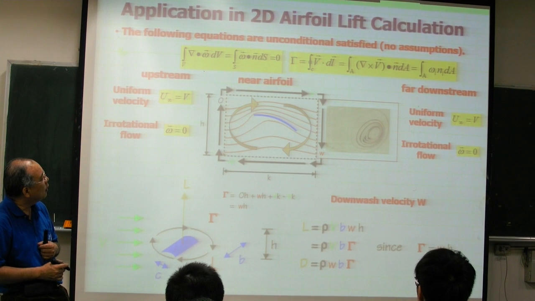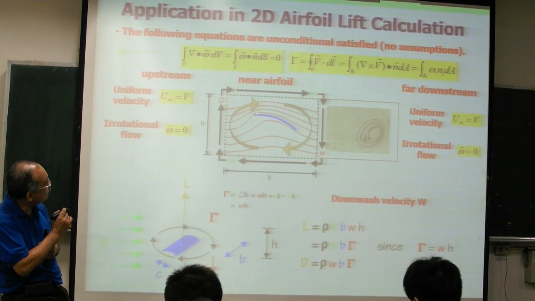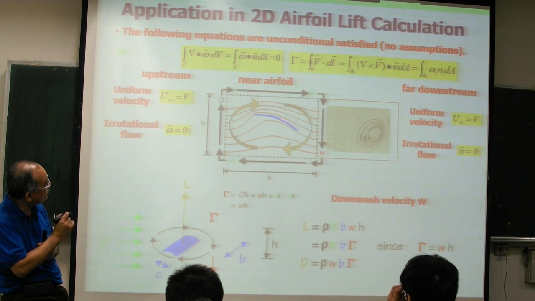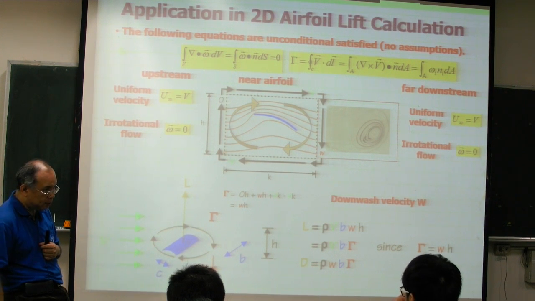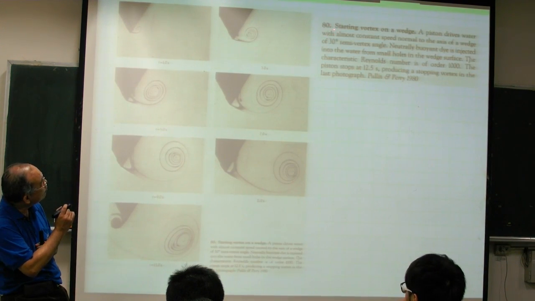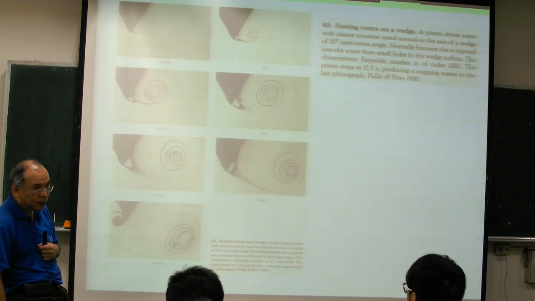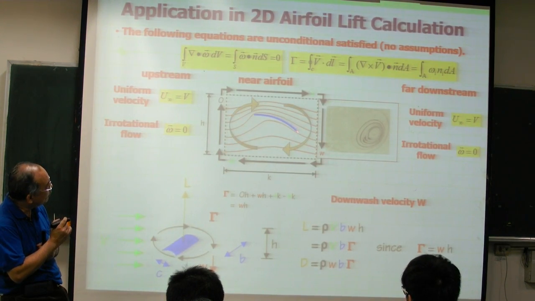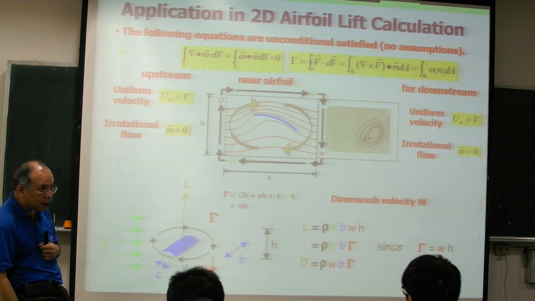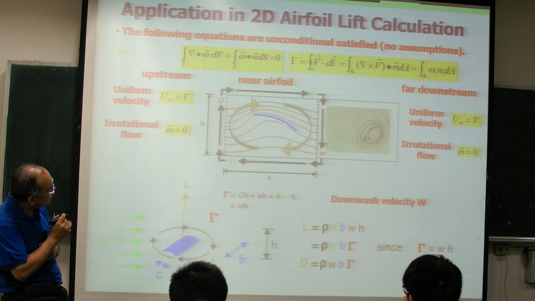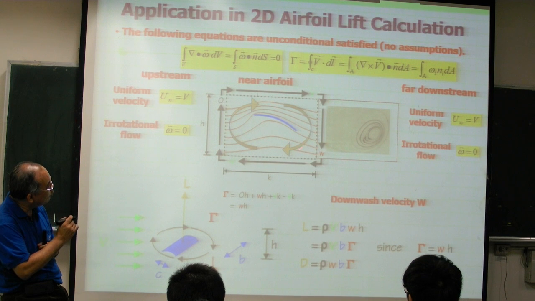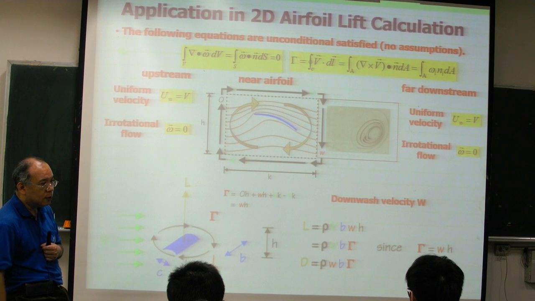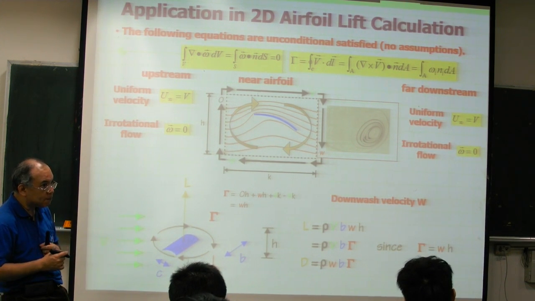Usually, when you have the airfoil at the beginning, you start and turn on your wind speed, very similar to the starting vortex on a wedge here. They will generate a starting vortex from here. Once the starting vortex is moving downstream, it will generate another vortex in the other direction, and the circulations of these two vortices should be equal.